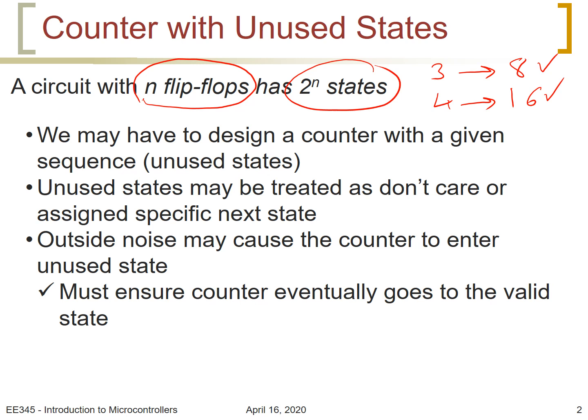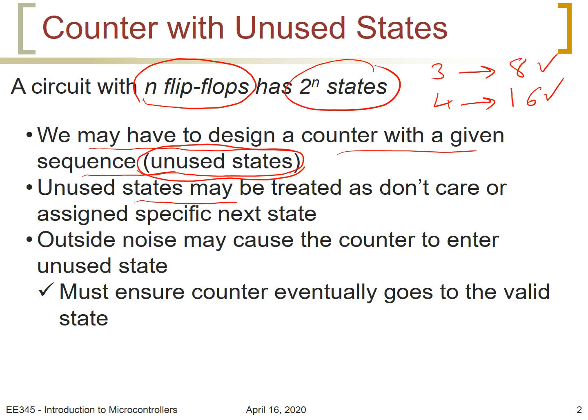However, sometimes we may have to design a counter with a given sequence, which means it does not count 0, 1, 2, 3, 4, 5, 6, 7, etc. It counts differently. And in this case, there may be states that are not used. We will give an example soon.